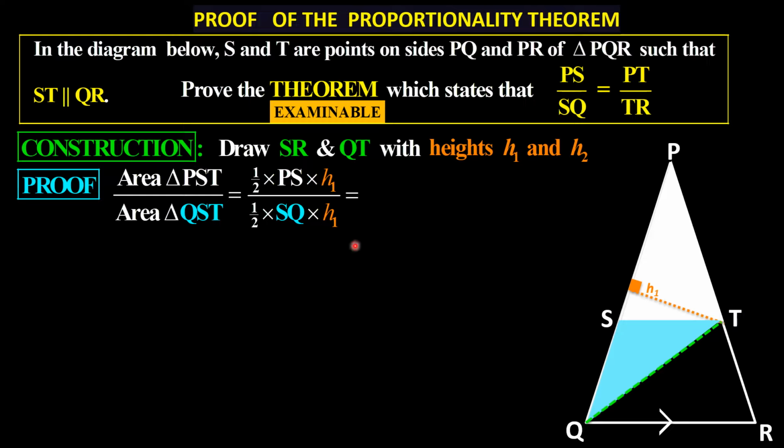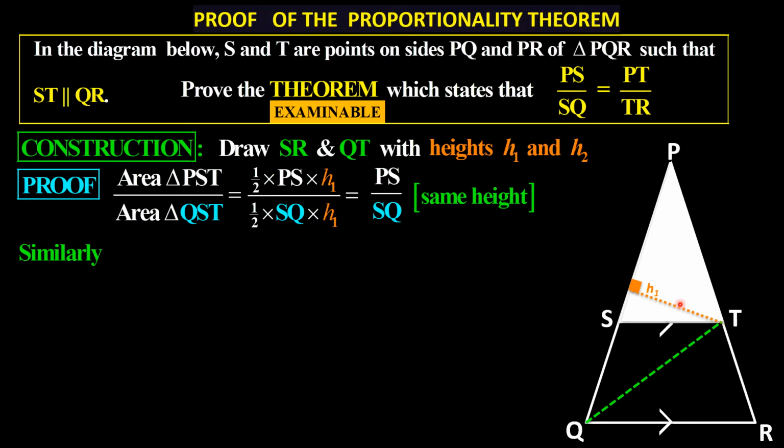You can see the halves cancel, and they have the same height. So the heights can also cancel, and that leaves us with PS over SQ. And the reason why we could cancel the heights is because they're the same heights. You see, T is the vertex for this base PS, and it's also the vertex for this base SQ. So it has the same height.